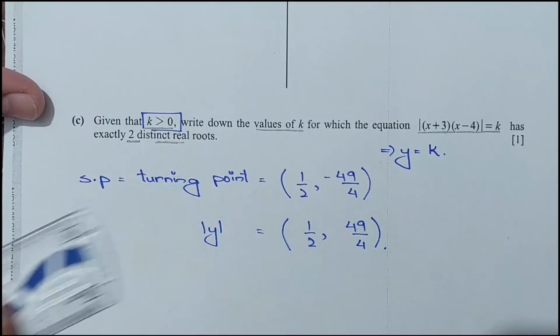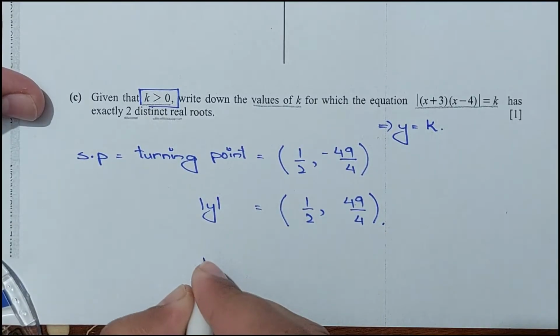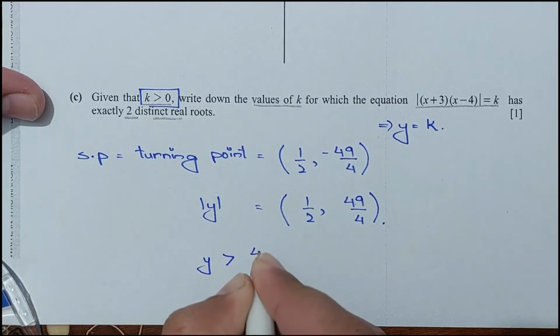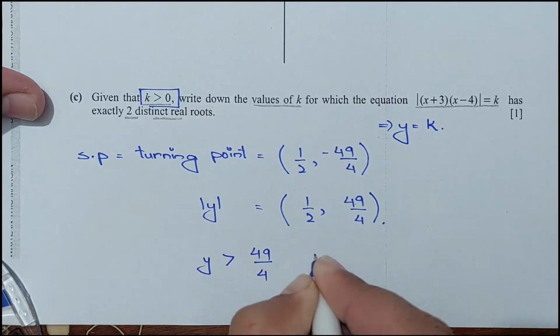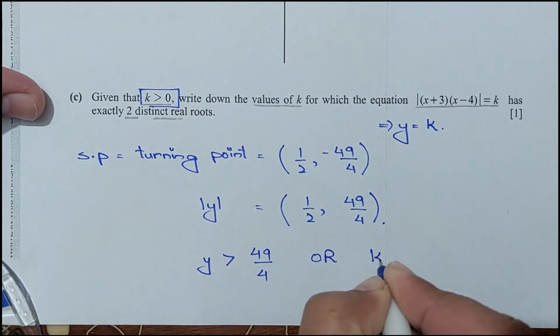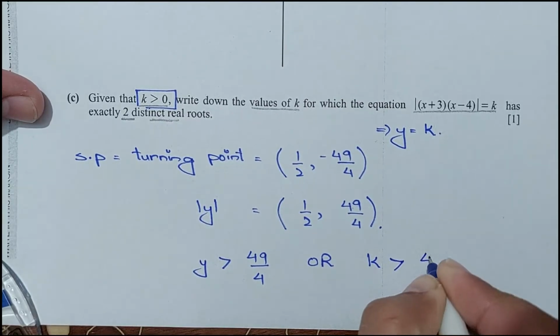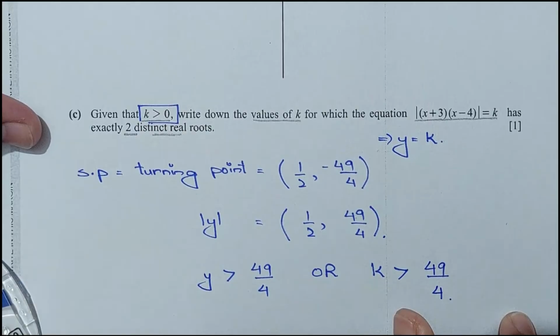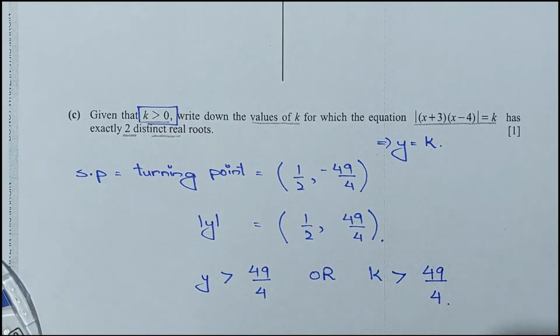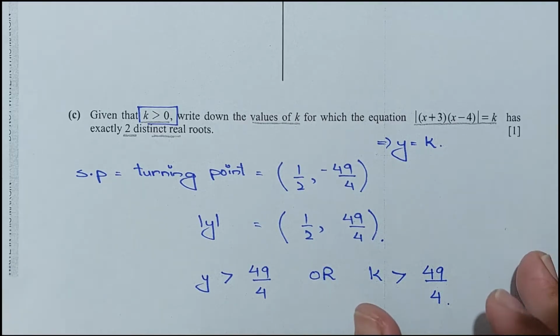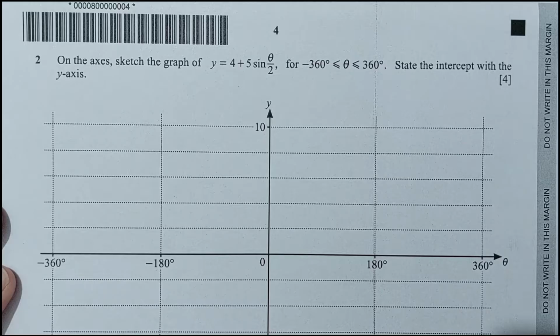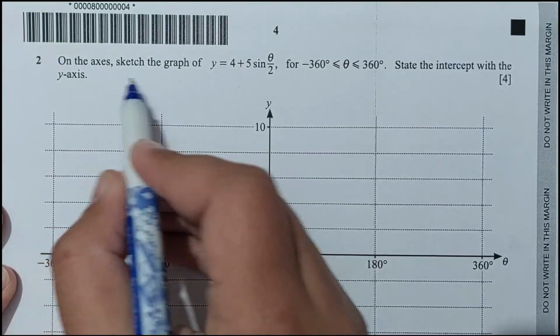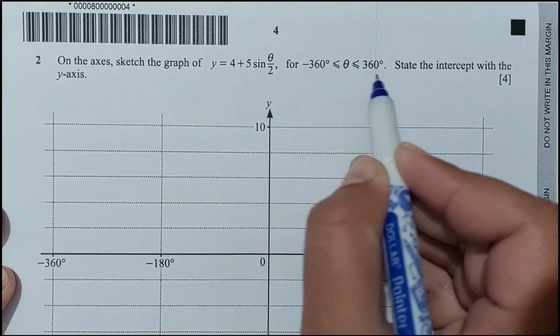real roots, right? So we can say that when y is greater than 49/4, or we can say the k value is greater than 49/4, because y is basically equal to k. So when the k value is more than the y coordinate of the turning point, we have two real distinct roots. Otherwise we have 4.